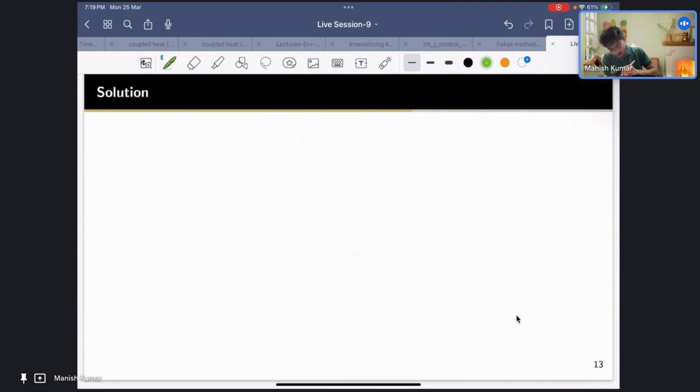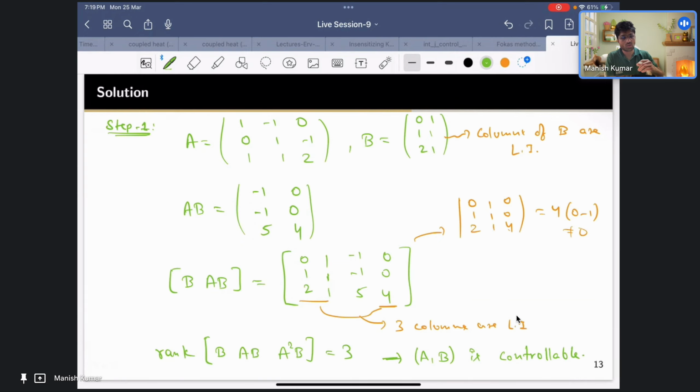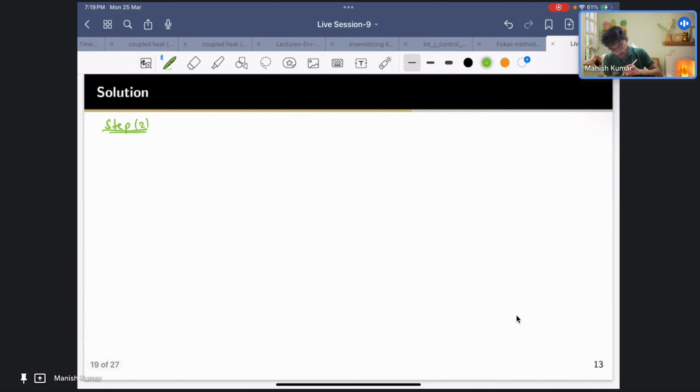So now let us go to step 2. Step 2 is basically the main step where we want to do the conversion. Let me write step 2 as construction of M. I will tell how this matrix is constructed. So M is constructed using this kind of formula.